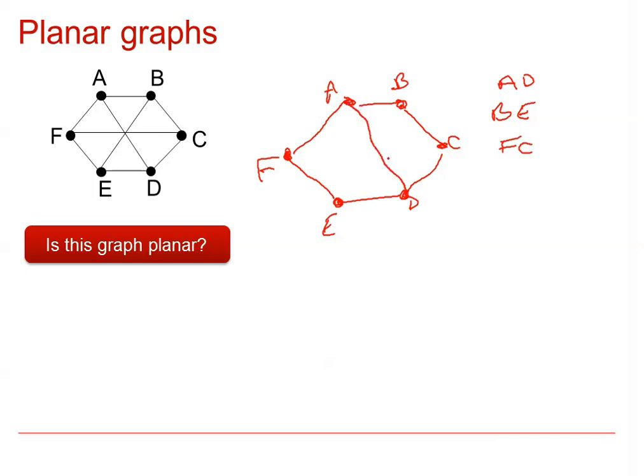So first of all, let's draw AD inside, and then we can draw BE around the outside, and then we've still got FC. So either we draw FC on the inside, but obviously that crosses AD, or we draw FC on the outside, but obviously that crosses BE. So is this graph planar? No, as it is not possible to draw without any edges crossing.